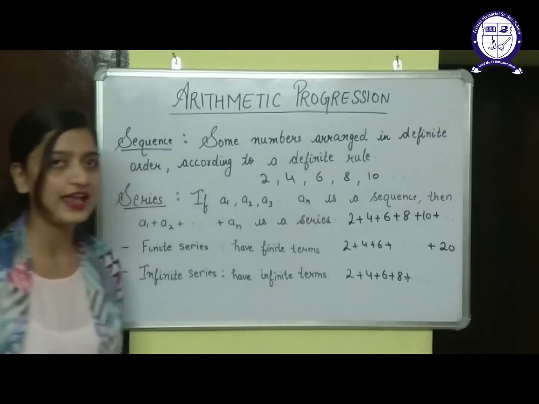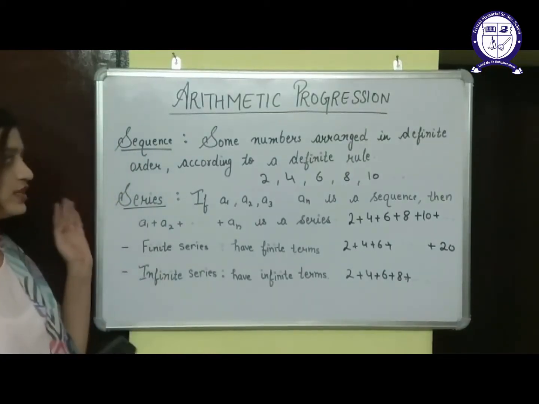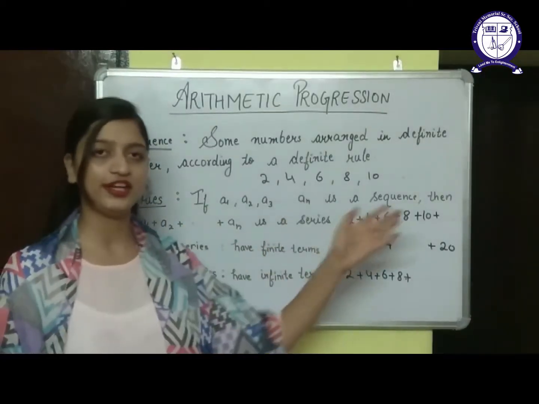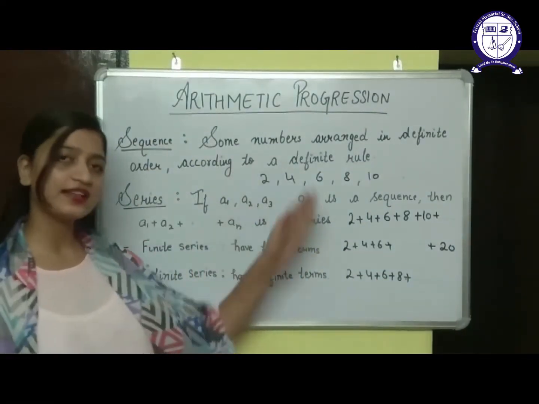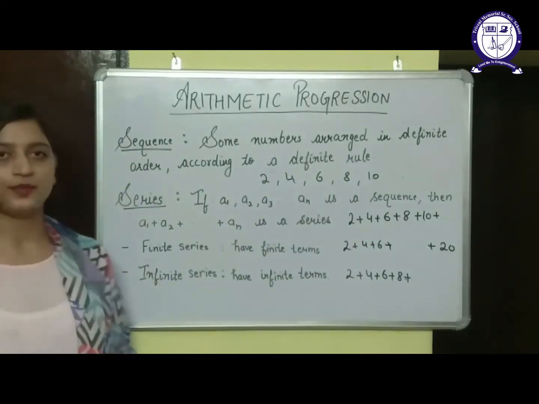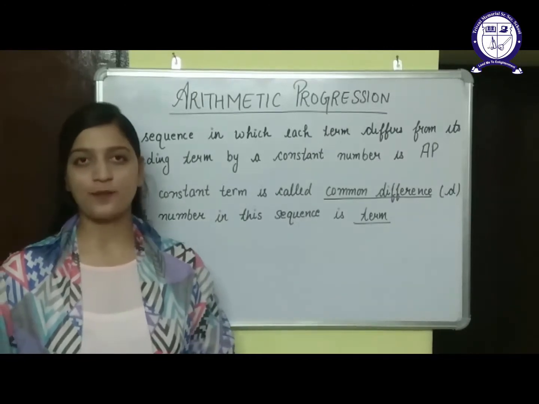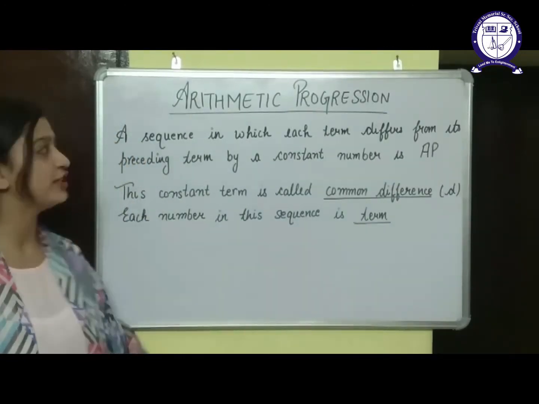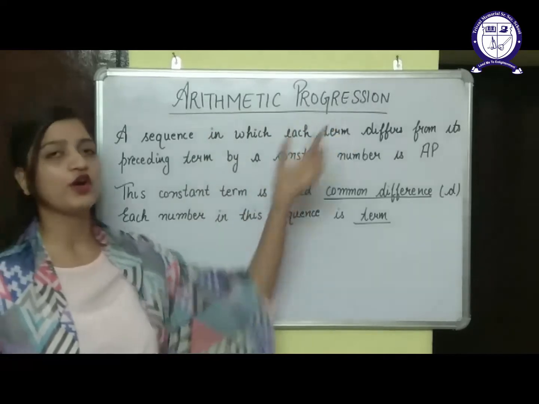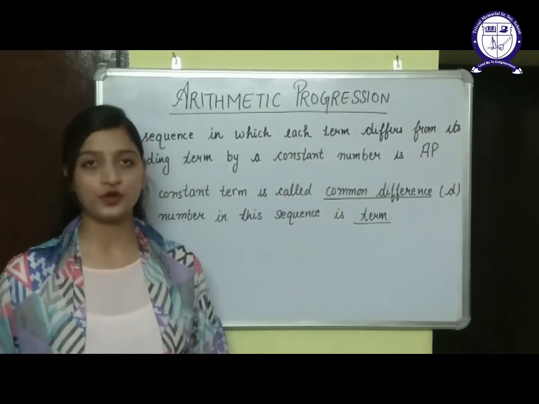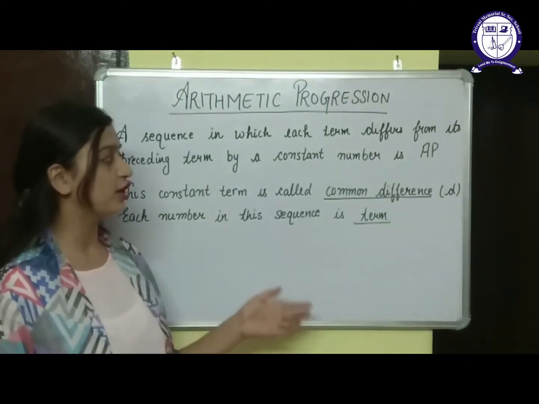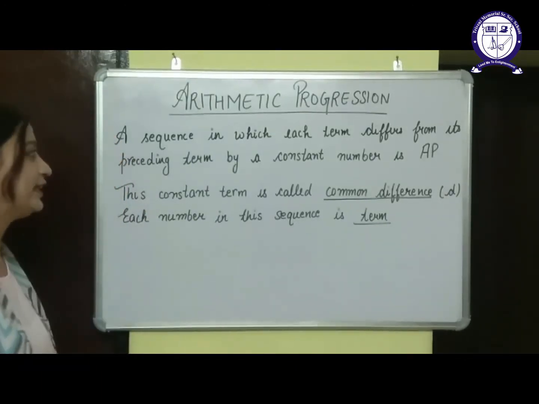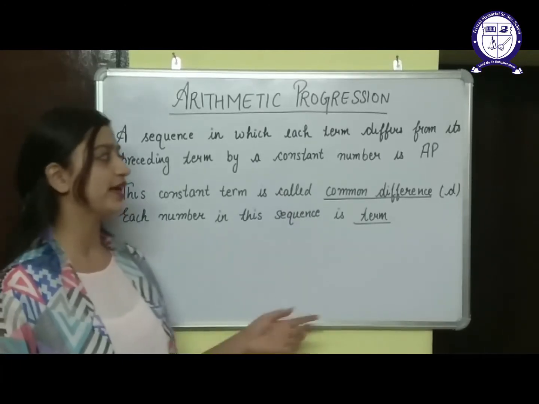It never ends. So first thing is sequence, that is numbers arranged in definite order and definite pattern. Then series is the sum of that sequence, and there are two types of series. Now coming to our main topic, that is the title of this chapter, Arithmetic Progression. Now what is arithmetic progression? A sequence in which each term differs from its preceding term by a constant number is AP.